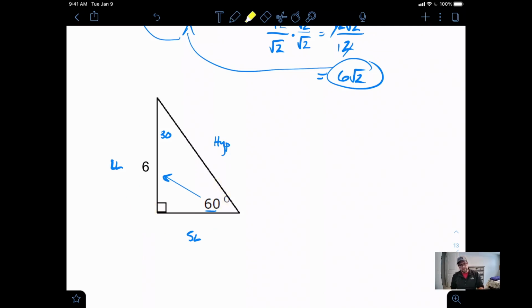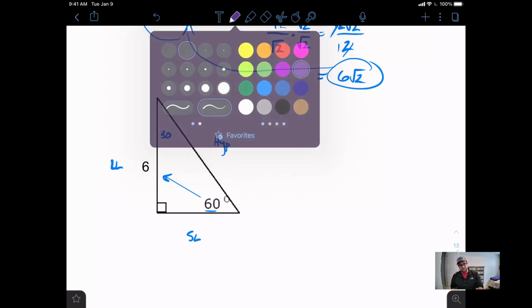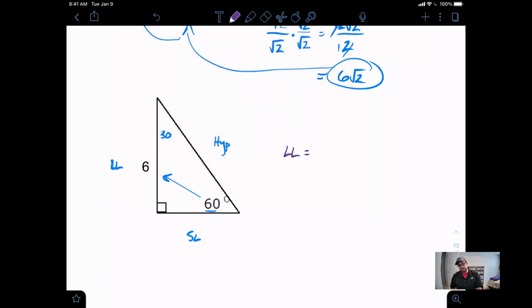So, to do so, let's use our long leg formula. We know that our long leg is equal to our short leg times the square root of 3. In this situation, our long leg is 6. So I'll have 6 is equal to our short leg times the square root of 3. And we want to find the short leg, so let's divide off the square root of 3. So our short leg is equal to 6 divided by the square root of 3.